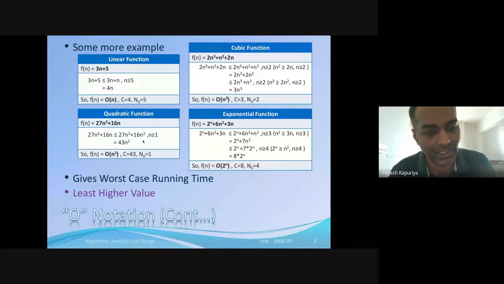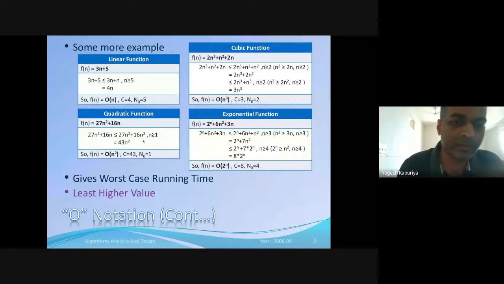So like this, you will keep on increasing the value. You will find some value of n for which 16n is less than n square. So you have to replace that value over here, and then you can say this expression is less than or equal to 27n square plus n square. That becomes 27 plus 1, 28n square. So for that case, your C is 28, but in that case, your N0 is going to change. It will be something beyond 1.